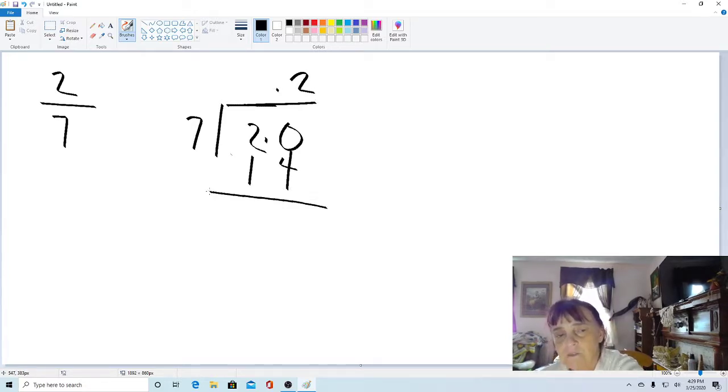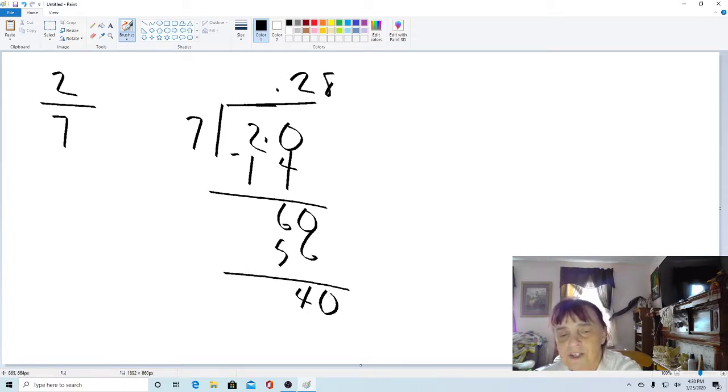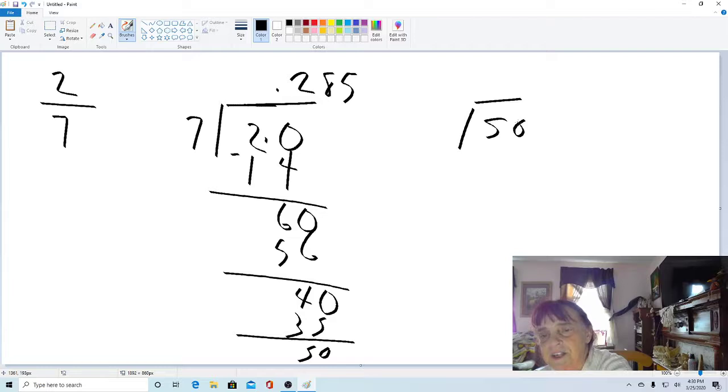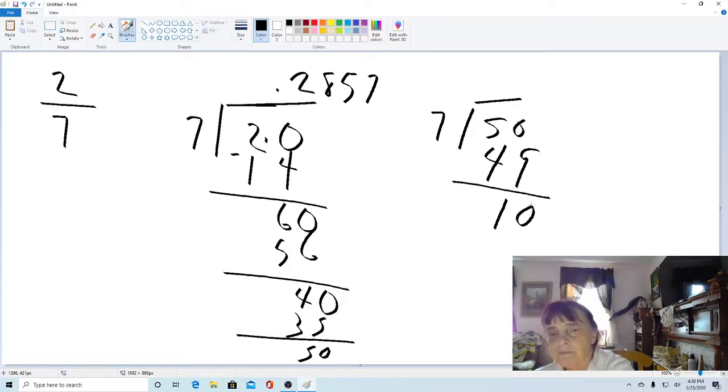And then subtract 14 from 20, you get 6. Okay, 8 times 7 is 56. Subtract, you get 4. 5 7s are 35. Subtract, you get 5. And then you have 50 into 7. And 7 7s are 49. Subtract, you get 1. 1 7 is 7. And 4 7s are 28. And you get what you started with.